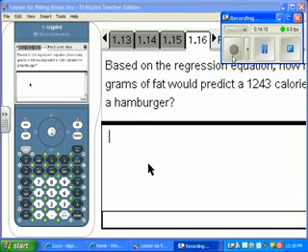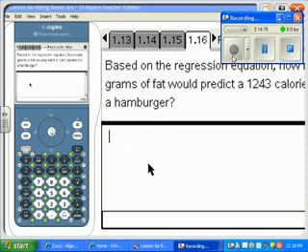Okay, so did you guys get a value? No. Yeah, I got. Okay, please stop talking and listen. All right, somebody tell me your regression equation, please.